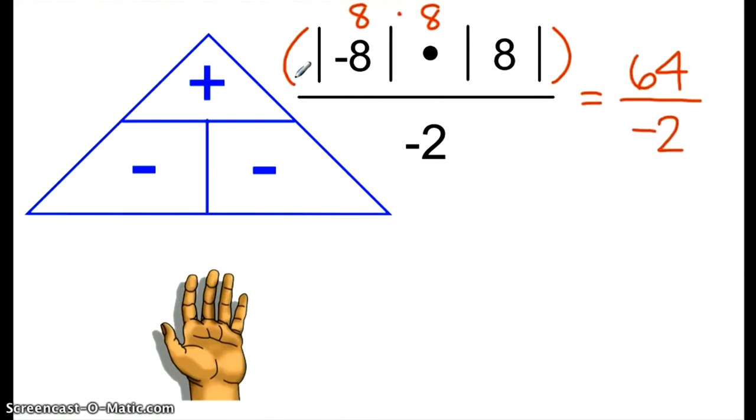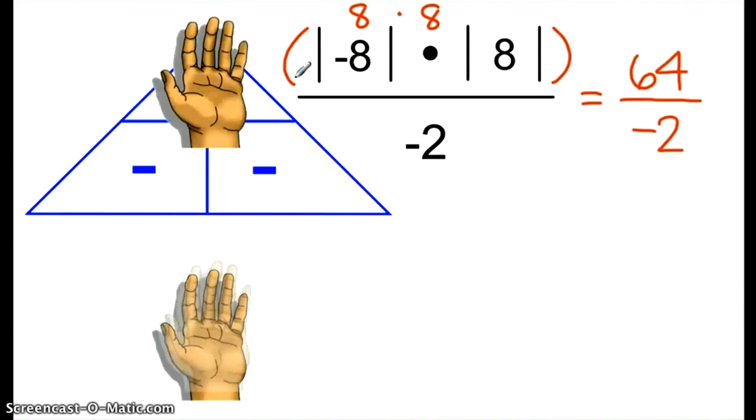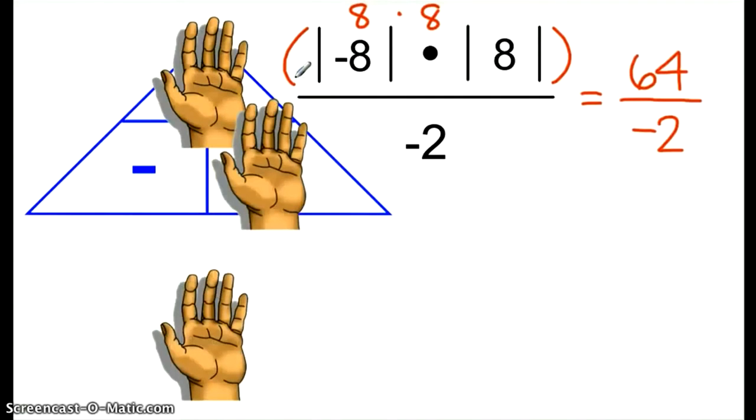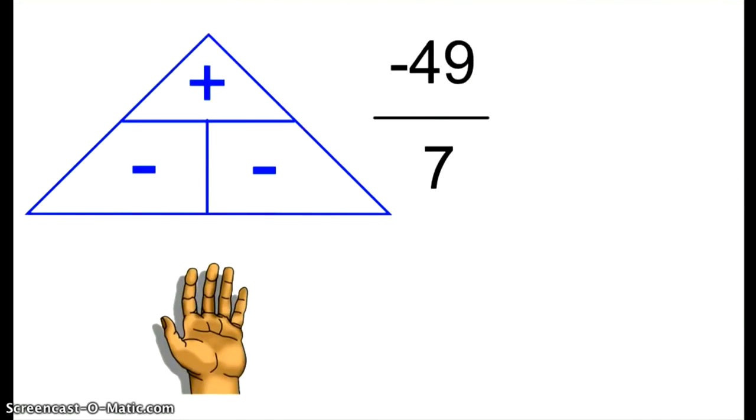So I'm going to use my MD triangle. I have a +64, and I have a -2. So my answer is going to be negative because I have a negative showing, and 64 divided by 2 is 32. So I have a -32 as my final answer.